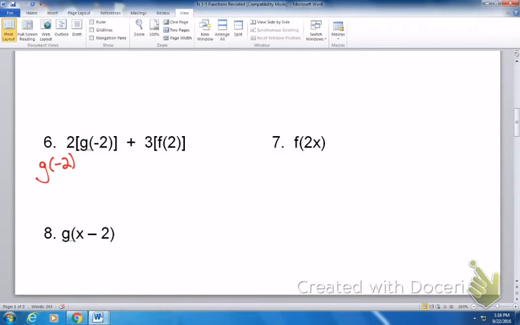So I'm going to plug it in just like I've been doing it. I'm going to have to use the g function, so 5 minus 3 times negative 2. Well, 5 minus 3 times negative 2 gives me 11. But I also have to look out for the 2 over here. I'm going to have to multiply that by 2 in just a second. Let's leave it how it is for the moment. Now I need to find f of 2.